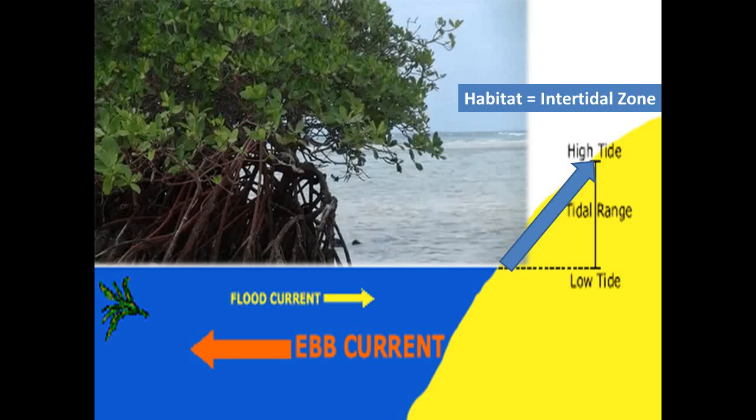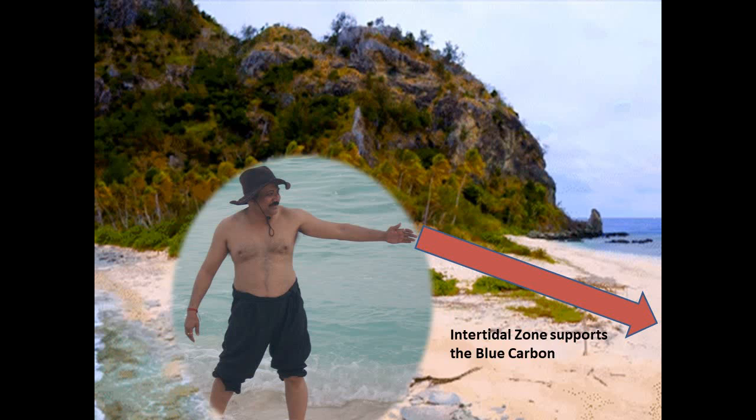During the flood current, the tide reaches the maximum height, and during the ebb current, there is a recession of the tide. And this tidal amplitude, the intertidal region, is an ideal habitat of the blue carbon. It can also be horizontal in nature. This is also a unique habitat of the blue carbon.